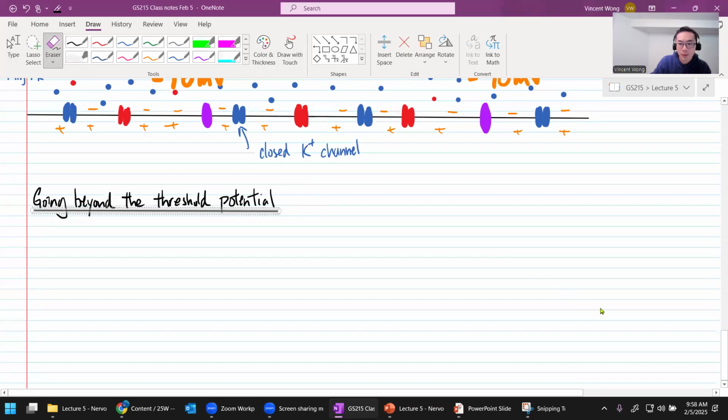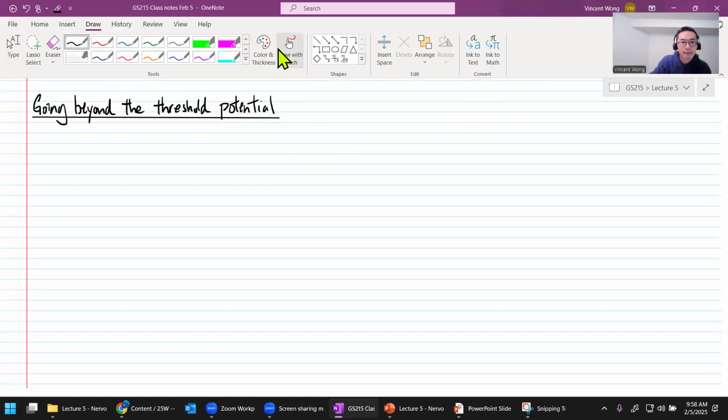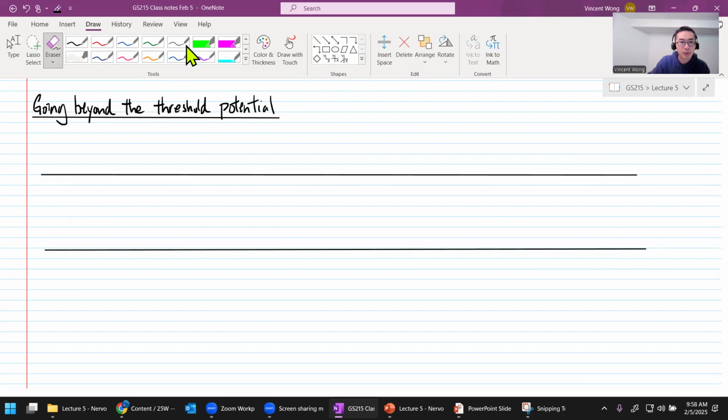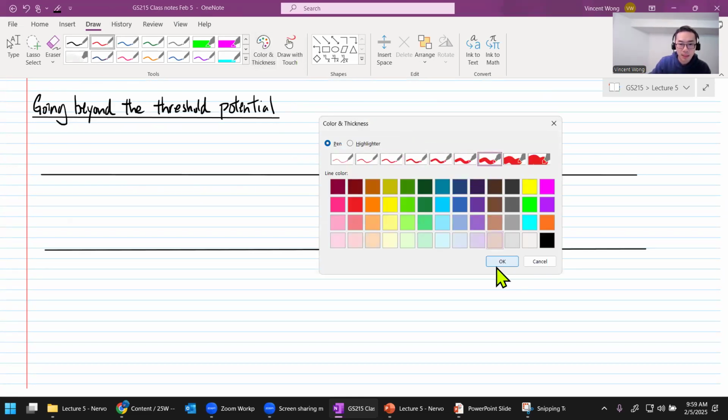Going beyond the threshold potential. Okay, so we're going to start a new drawing. It's not going to be as busy as the other one. I will not be drawing the sodium potassium pump because they don't really do anything important at this moment.